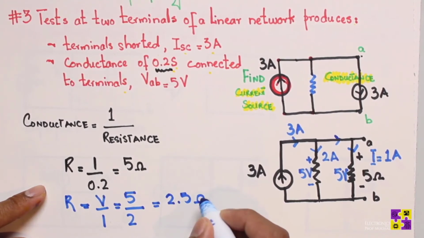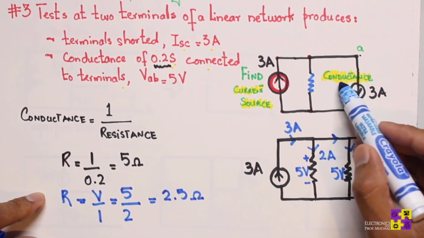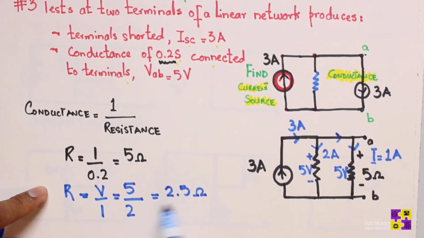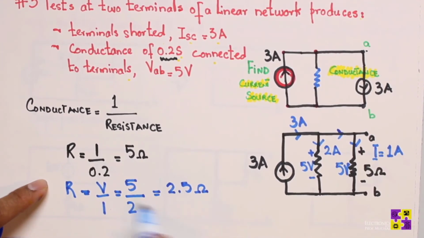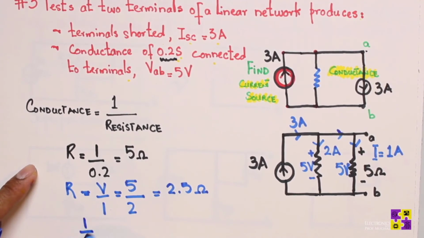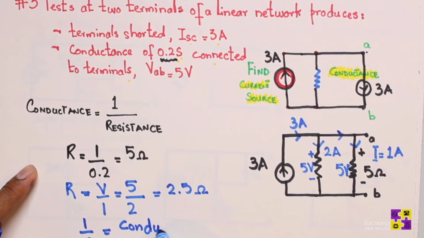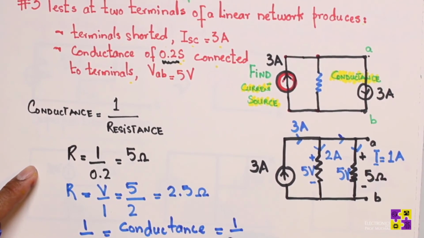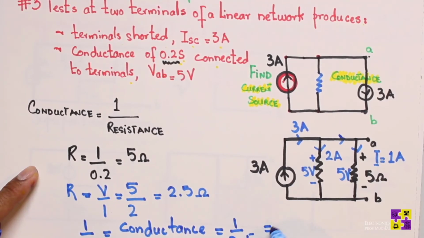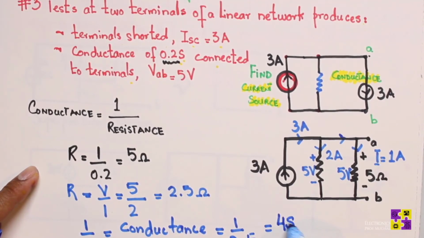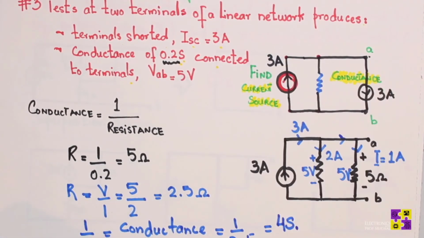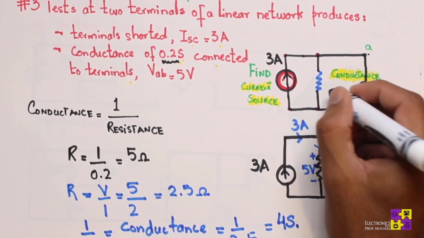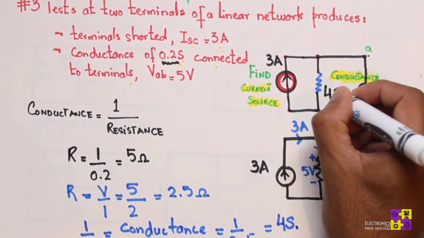2.5 ohms. And since we have to find the conductance, I can just take the reciprocal of this. 1 over R gives you conductance, which equals 1 over 2.5, and that equals 0.4 Siemens. So the current source is going to be 3 amps and this conductance is going to be 0.4S. Pretty simple.